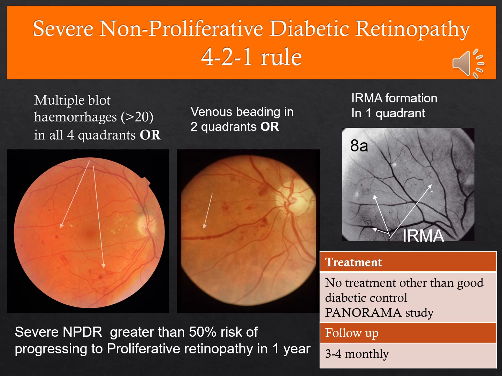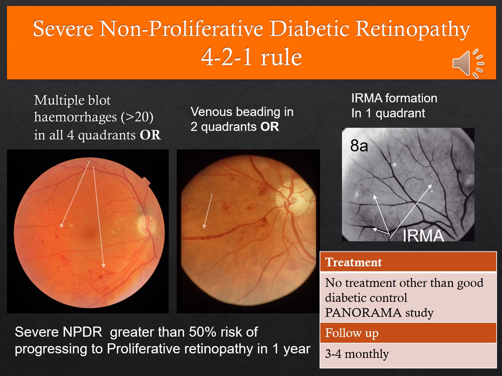We use the 4-2-1 rule to diagnose severe non-proliferative diabetic retinopathy. The definition is either multiple blot hemorrhages, usually more than 20, in all 4 of the quadrants described earlier, or we see venous beading in 2 of the quadrants. There's an example of venous beading here, where you can see the venous beading changes along the blood vessel in the middle photograph, or the presence of IRMA, or intraretinal microvascular abnormalities, which is greater than this photograph 8A in any one quadrant. Either the 4 or the 2 or the 1 quadrant changes described here would be enough to define severe non-proliferative diabetic retinopathy.